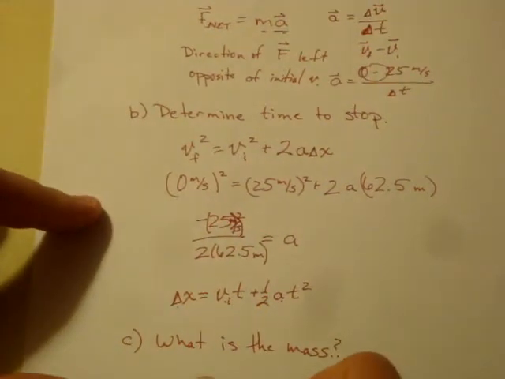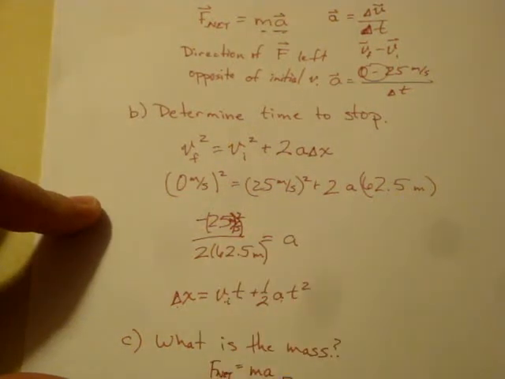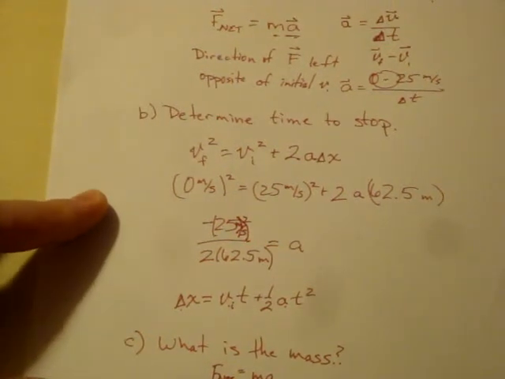We were told in the initial problem that the net force acting on it is 12 or 15 newtons, and that equals its mass times its acceleration, and the acceleration is this crazy value here that we already wrote down, which was minus 25 meters per second squared over 2 times 62.5 meters.